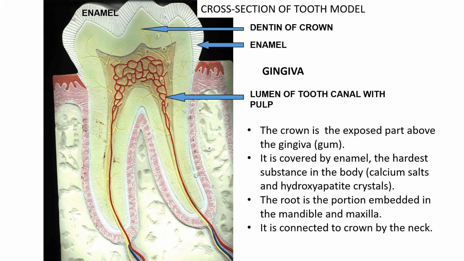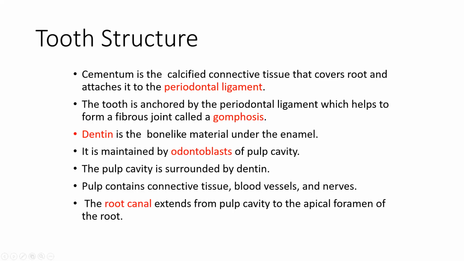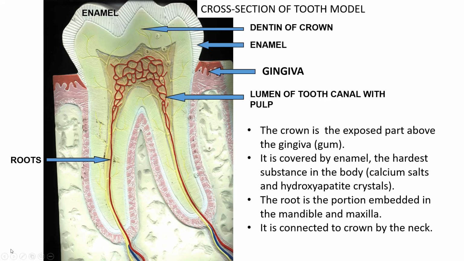Now, this is the pulp cavity, and we're leading into the root canal. This is the root canal down here that runs all the way out, and there's an opening at each end for the nerves and blood vessels to go through. There's the root. And the gingiva, this is another name for the gum line. Inflammation of the gum line is called gingivitis. So we've all probably heard of that.